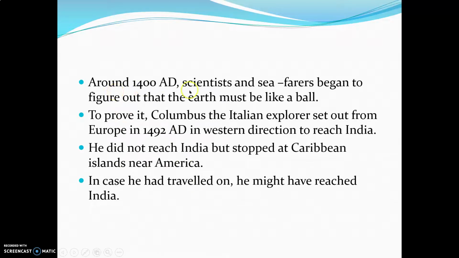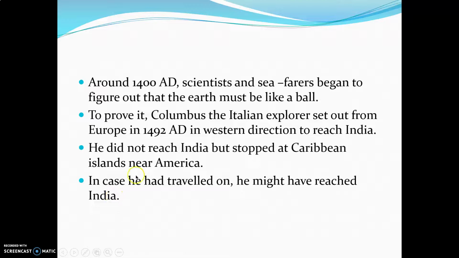Around 1400 AD, scientists and seafarers began to figure out that the Earth must be like a ball. To prove it, Columbus, the Italian explorer, set out from Europe in 1492 AD in a western direction to reach India. He did not reach India but stopped at the Caribbean islands near America. In case he had traveled on, he might have reached India.